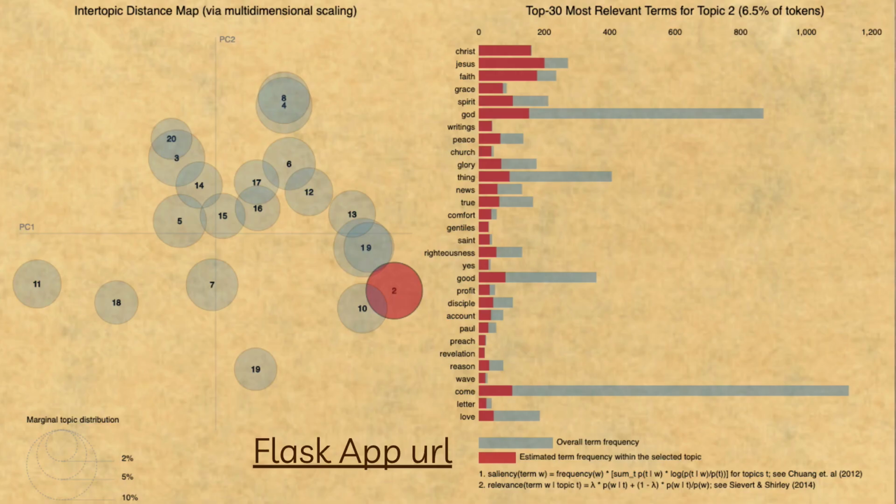Looking into this visual, you can see how these words relate to our topics. The bubbles on the left are topics, and the bars on the right show the correlated terms connecting both the topic modeling and Scattertext together. You can actually interact with this tool in my Flask app using this link and play around with them for your own interpretations.